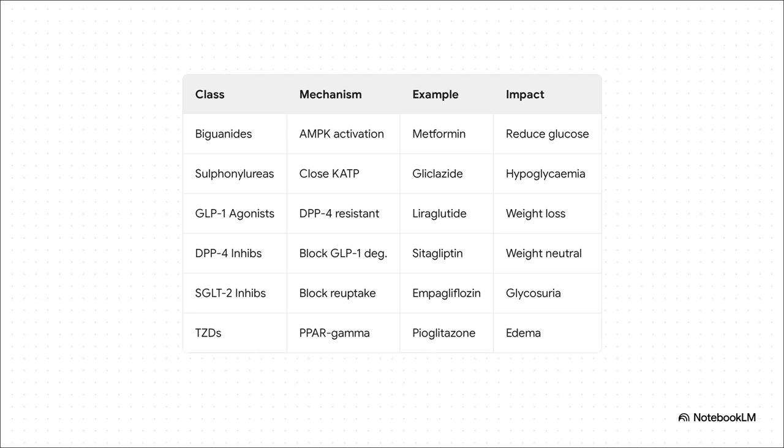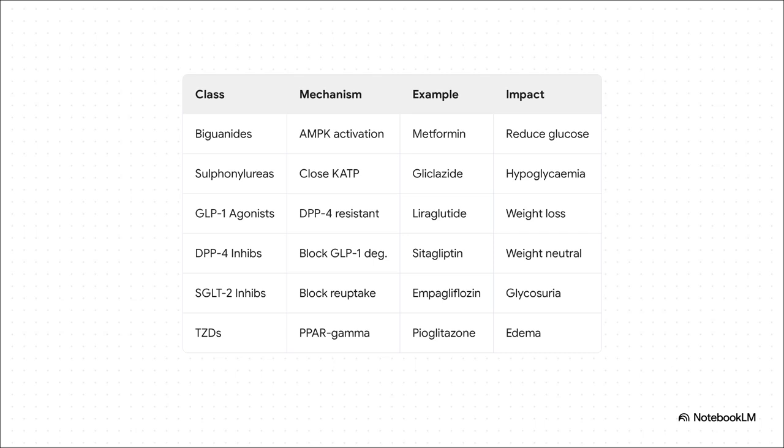Now for type 2 diabetes, take a really deliberate look at this table. You must not mix up your receptor targets here. Let's go down the list. First, the biguanides like metformin. The mechanism? It activates AMP. This reduces ACC and SREBP1C, which ultimately reduces gluconeogenesis. You absolutely must reference the UKPDS trial here.